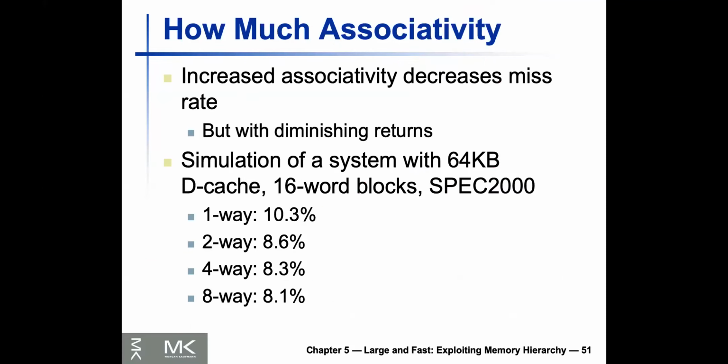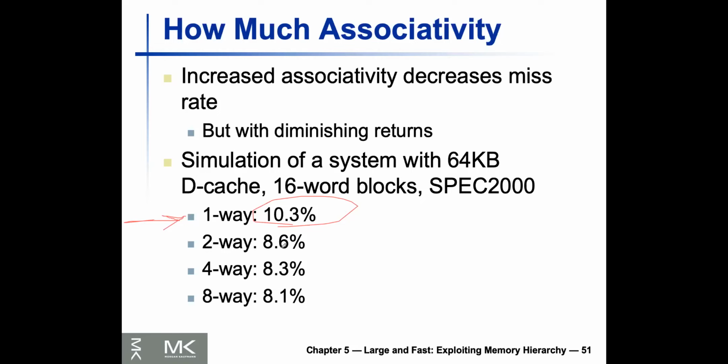So I'm just going to conclude tonight's lecture with this slide, which is that there's a trade-off with how much associativity, right? On average, if we increase associativity, we're going to decrease miss rates, right? However, we're going to use more hardware, right? And results have shown that, for instance, in a simulation of a system with 64 kilobytes of D cache and 16 word block on a Spec 2000 benchmark, one-way set associative has a 10% miss rate.